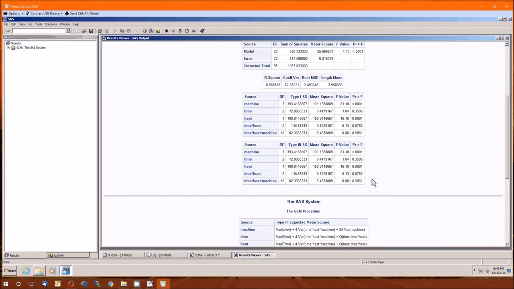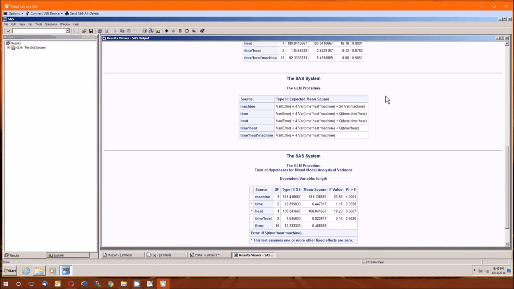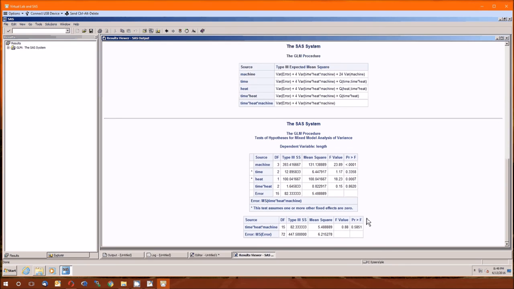Then we've got the ANOVA tables. The F values and P values for those are based on dividing by the mean squared error, which is incorrect, and we discussed that in the book and in the lecture. SAS is nice enough to give us this little table of what actually is being calculated here, and then we get the correct F values and P values for us to interpret. Time times heat, not statistically significant. Time, not statistically significant. Heat, statistically significant.